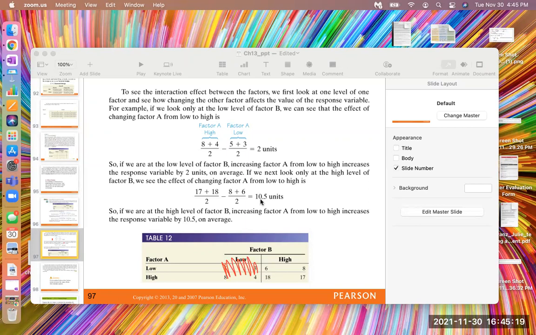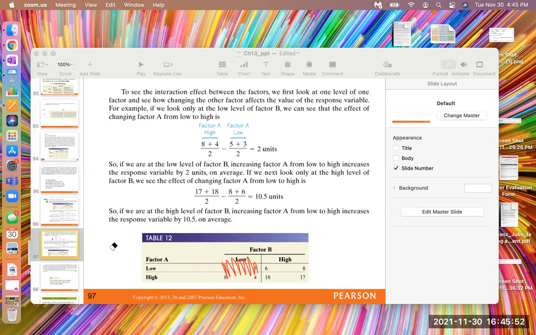If there was no interaction, then you would expect this to be close to 6.25, which was the average increase in the response variable over all of the main effects of A. But they're not close to 6.25. They're not anywhere close to 6.25. So they're definitely showing to me that, like I said, there's interaction going on here.